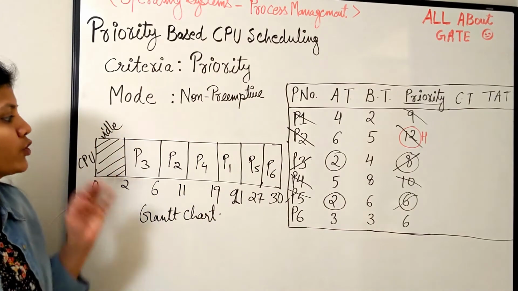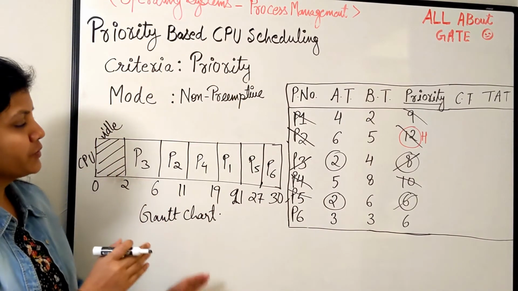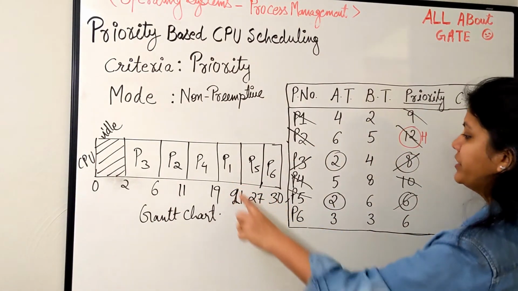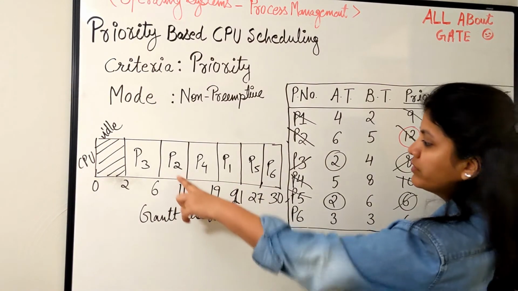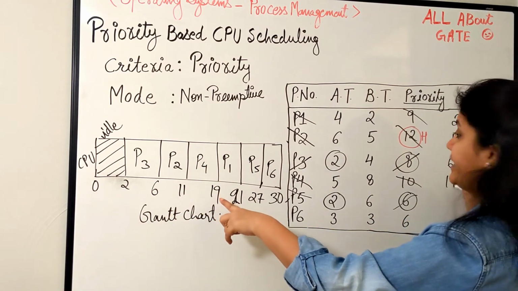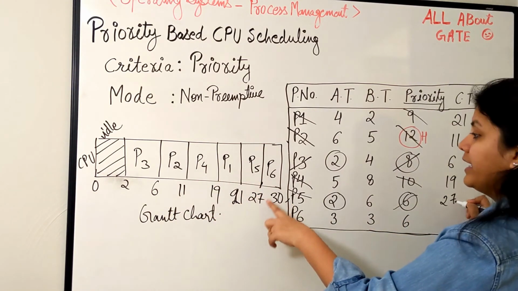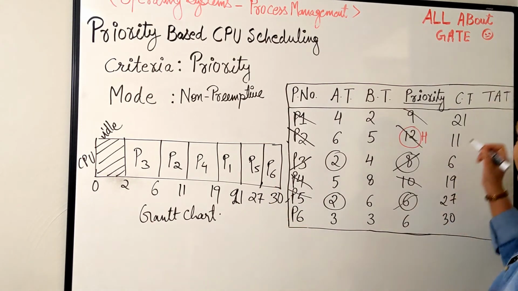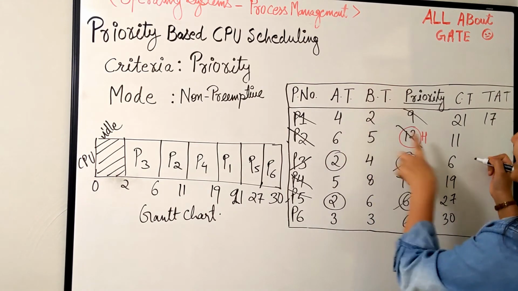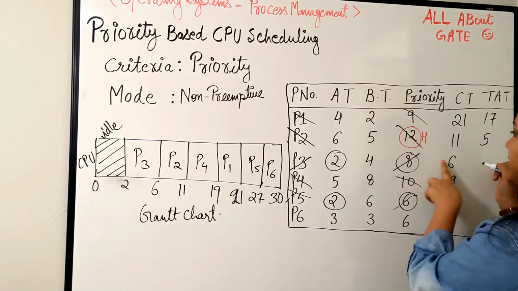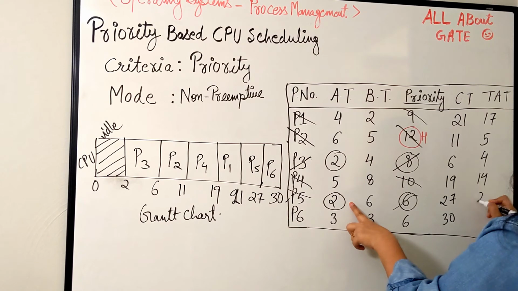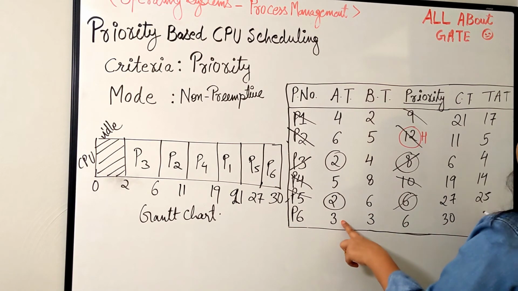Correct? Now quickly, because we have done the scheduling, we find out the completion and the turnaround time for each process. So P1 finishes at 21, P2 at 11, P3 at 6, P4 at 19, P5 at 27, and P6 at 30. Now with completion minus arrival, 21 minus 4 makes it 17, 11 minus 6 makes it 5, 6 minus 2 is 4, 19 minus 5 is 14, 27 minus 2 is 25, and 30 minus 3 is 27.